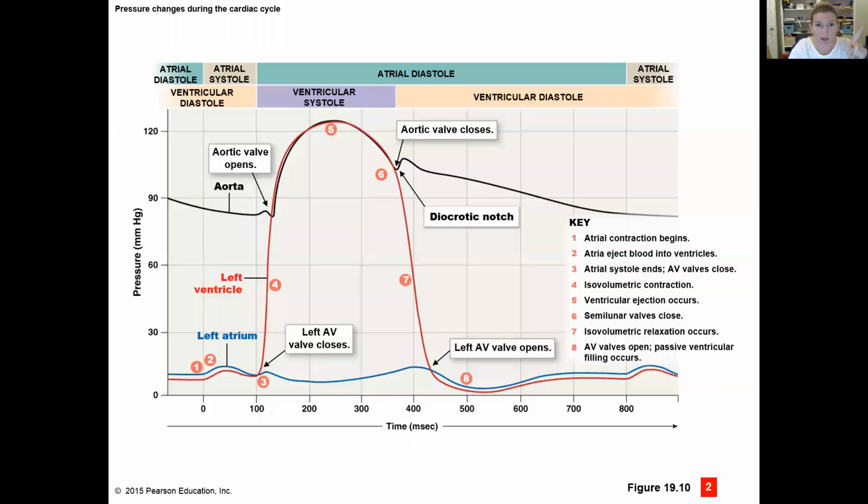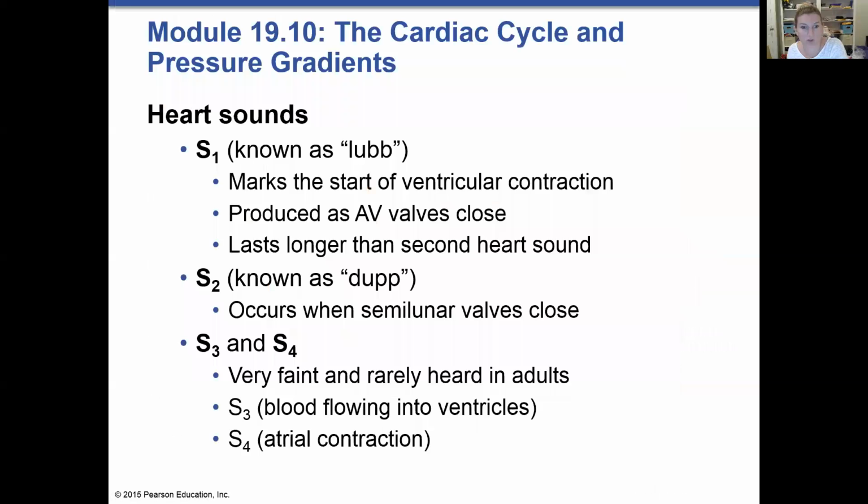That makes sense. Look back here at this chart. The first thing that happens is our AV valves close. Then our semilunar valves close. So sound 1 is our AV valves closing. Sound 2 is our semilunar valves closing.